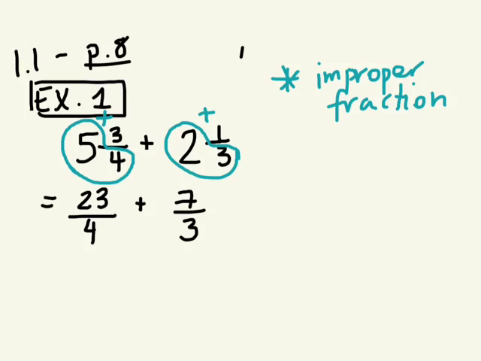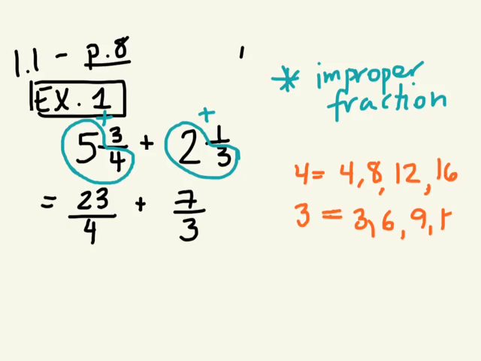So to find the common denominator, we're going to list all the multiples of 4 and all the multiples of 3. You can start doing this in your head, but I just want to show you. What are multiples of 4? 4, 8, 12, 16. What are multiples of 3? 3, 6, 9, 12. Good. Which one's the lowest common multiple?